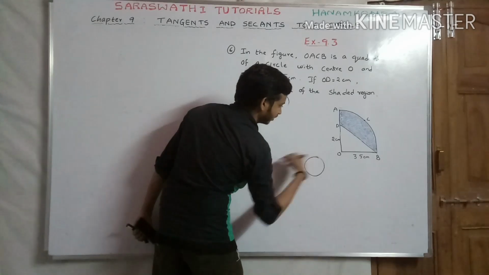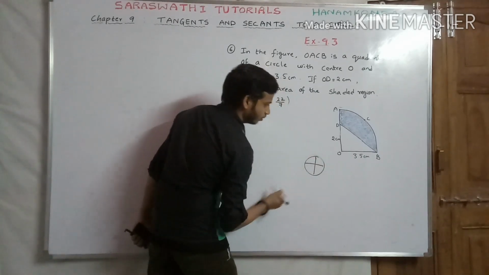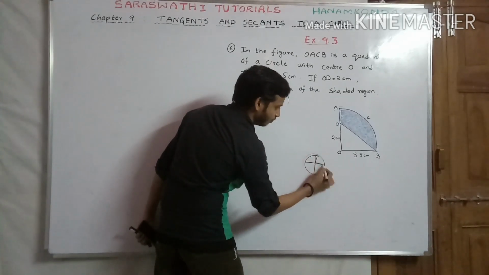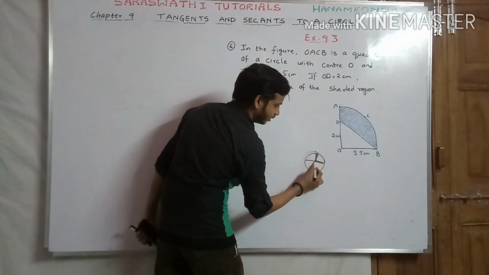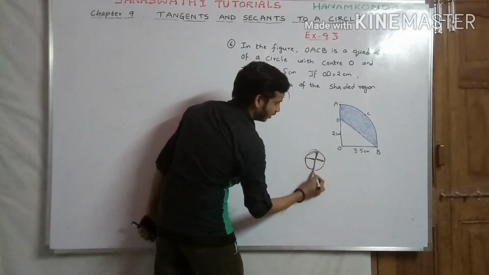If we consider a circle, it consists of four quadrants. So this is the first quadrant, second quadrant, third quadrant, and fourth quadrant.